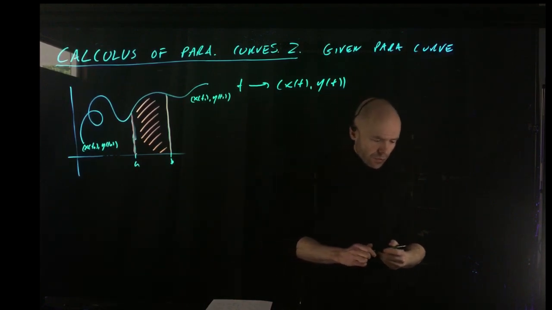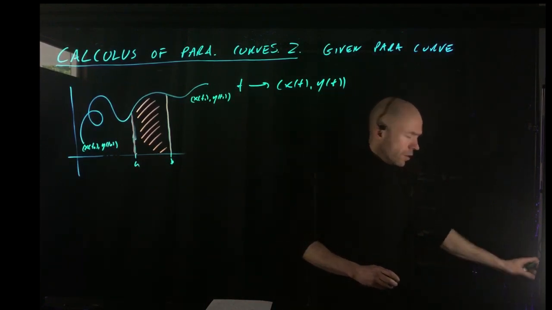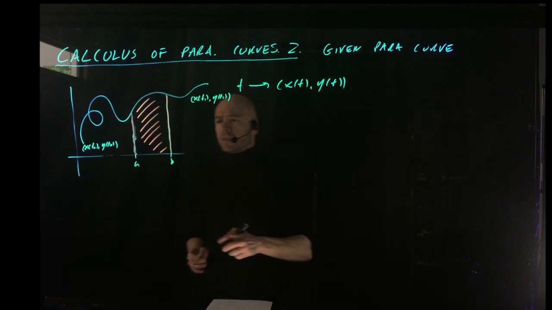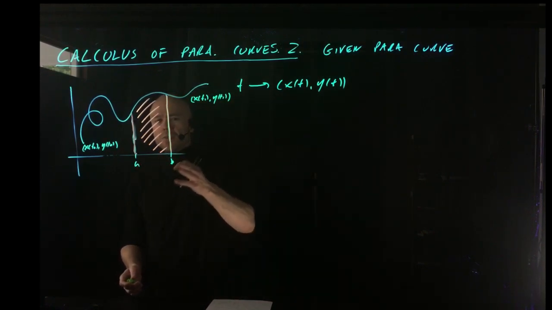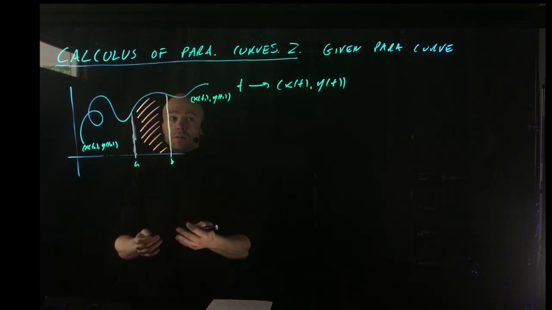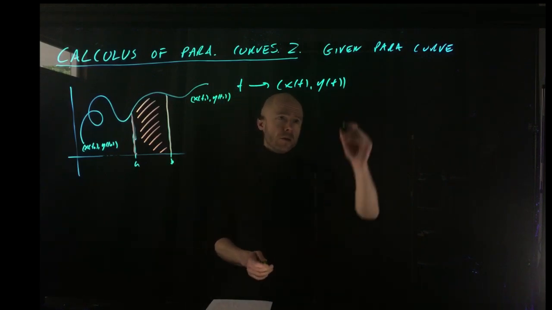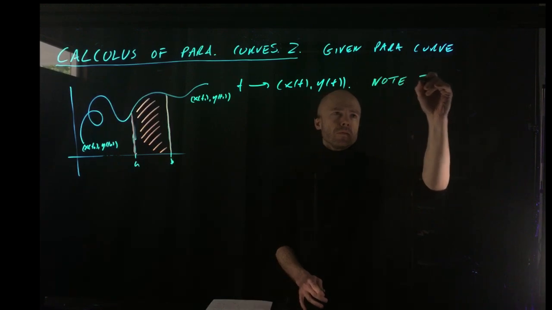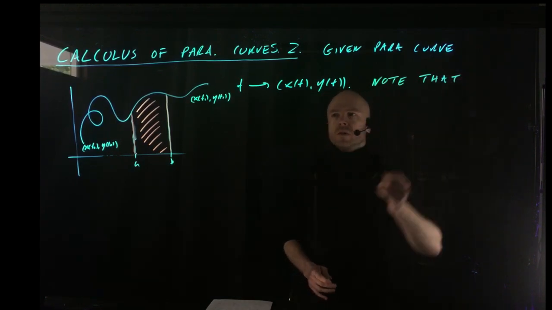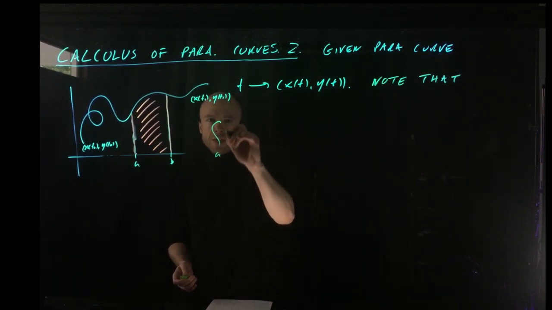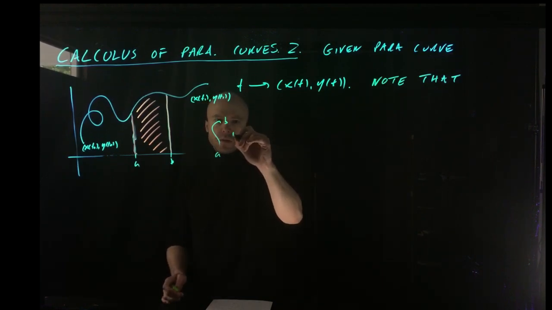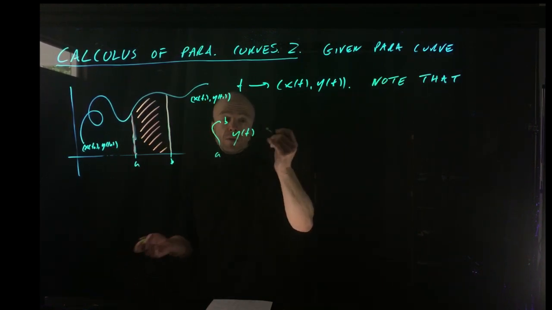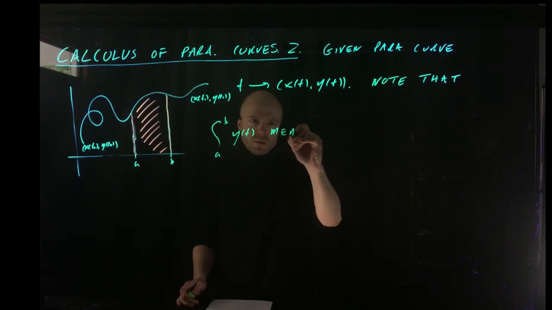So if this was just a function from the x-axis, then this would be trivial. We just integrate the function over the interval a to b. But that's not what we can do here, right? So note the expression integral from a to b of y of t means nothing, right?